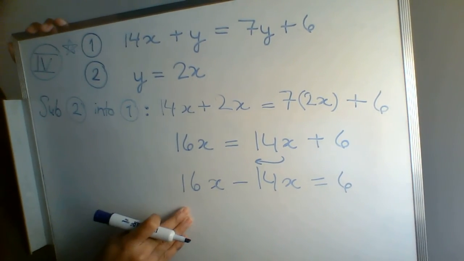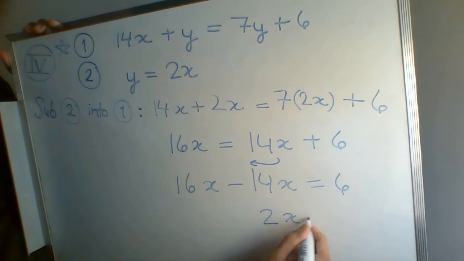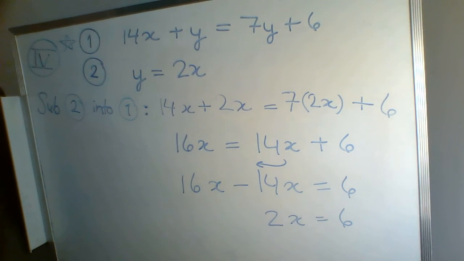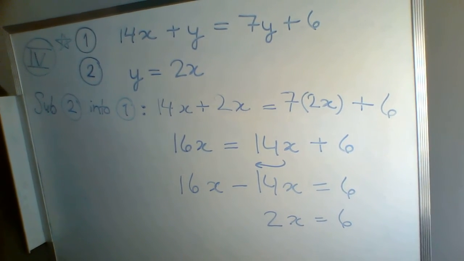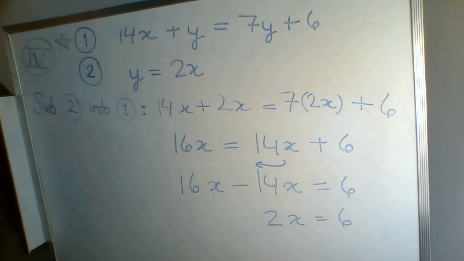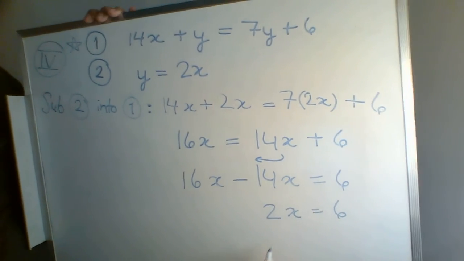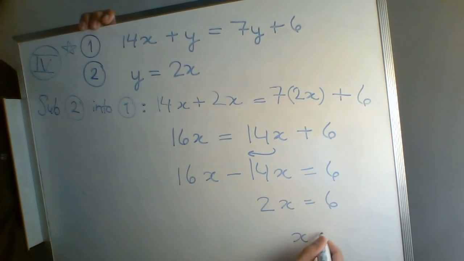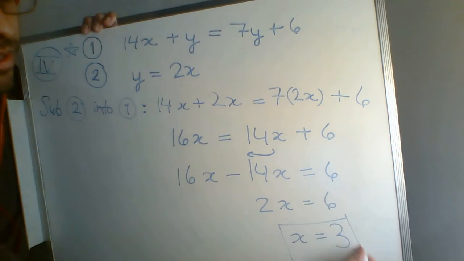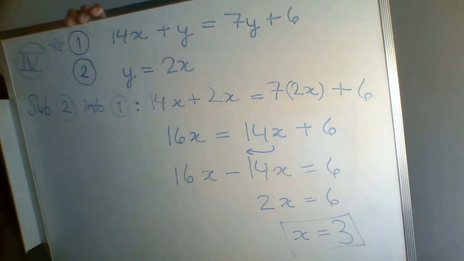Now if we deal with this left side, 16x minus 14x is going to leave us with just 2x is equal to 6. So the two ways you could think about this is you could divide both sides by 2 and be left with whatever x is equal to, or you could think of this as 2 multiplied by what number is going to give me 6. If you go through either process, you should come out to x is equal to 3 in this particular problem.